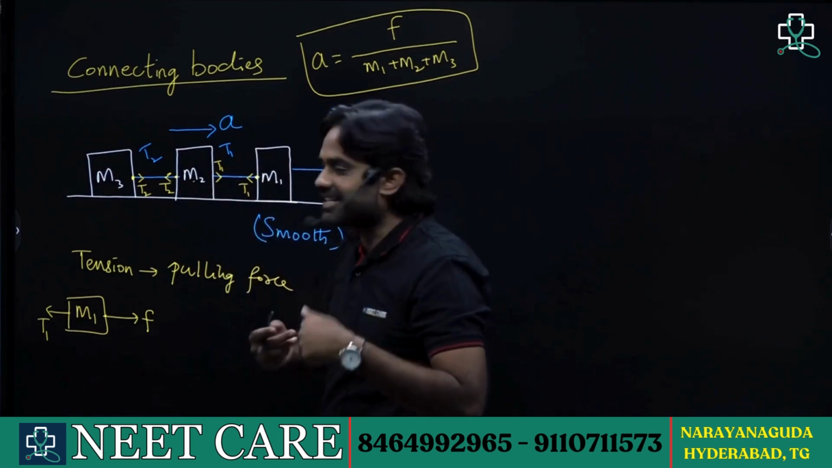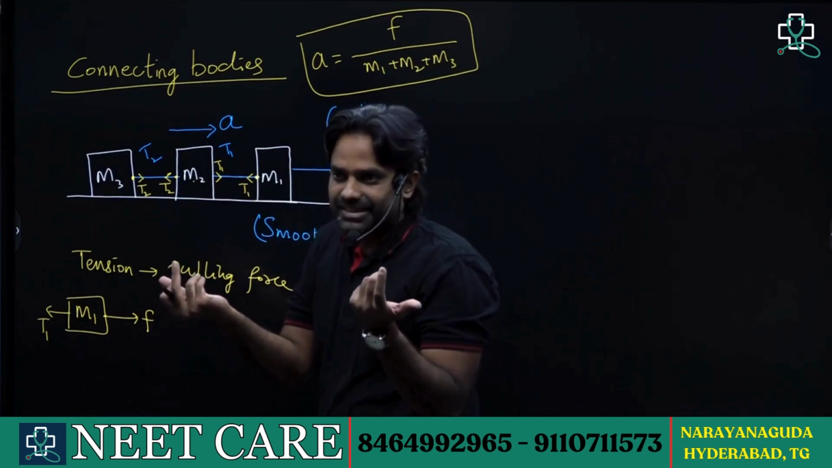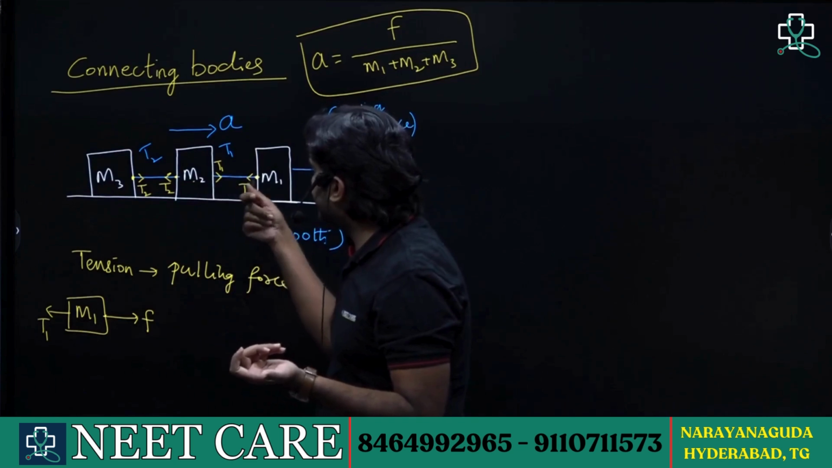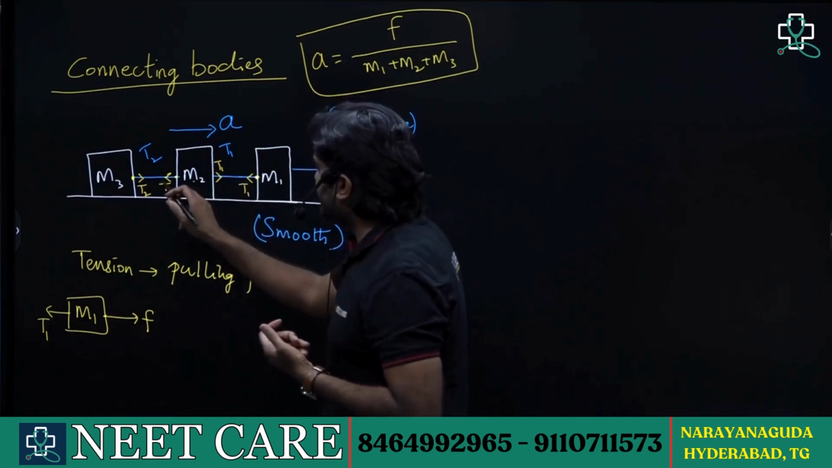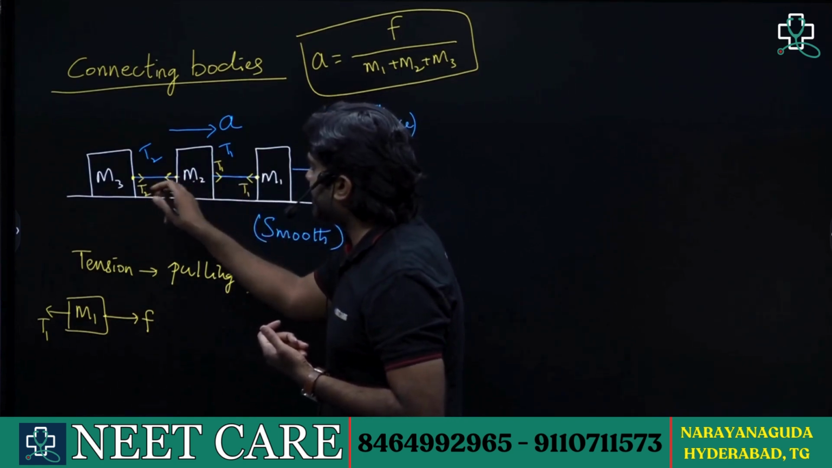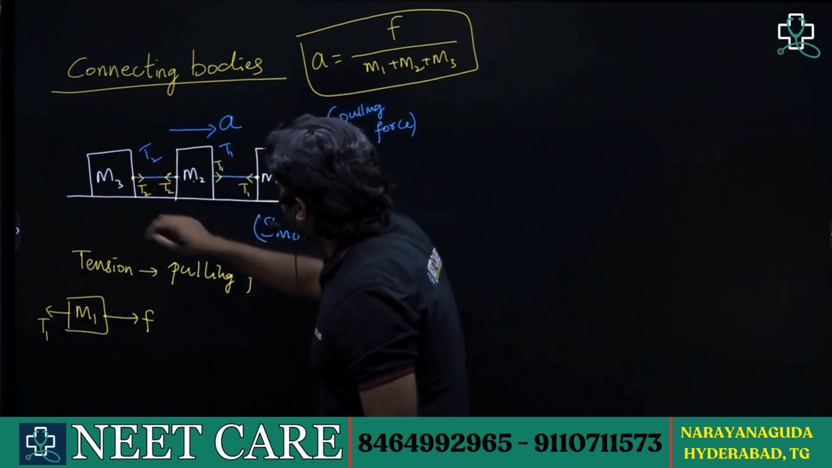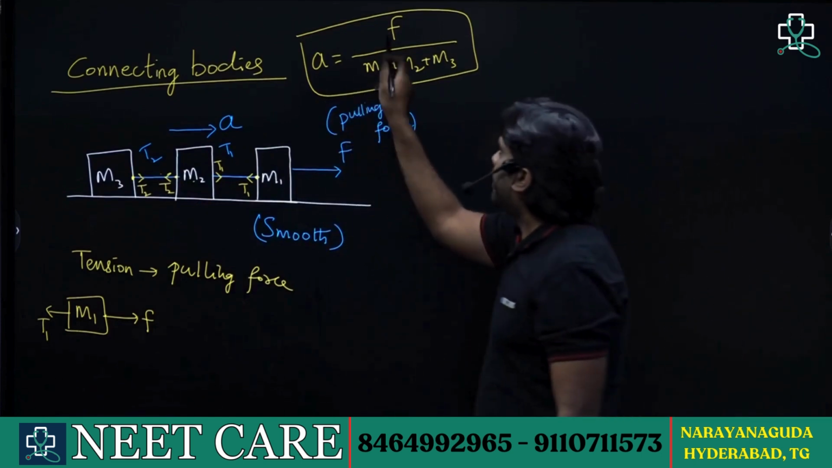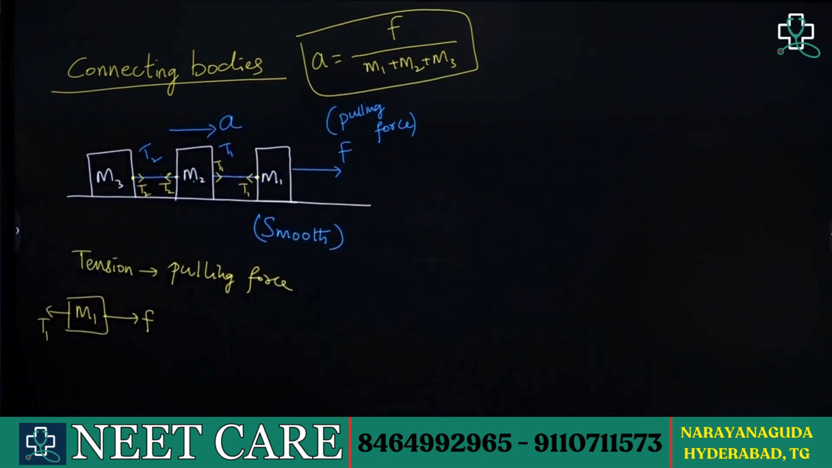Otherwise, if there is net tension, either the string will become loose or it will break. So it is not breaking or loosening, then obviously tension at any point should be the same, right? Here also the same thing: T2, T2 acting in equal and opposite directions on M2 and M3, so net tension is 0. That's why if you want to write the net force on the system of M1, M2, M3 bodies, it will be F by M1 plus M2 plus M3. Clear? Net force is F by M1 plus M2 plus M3.